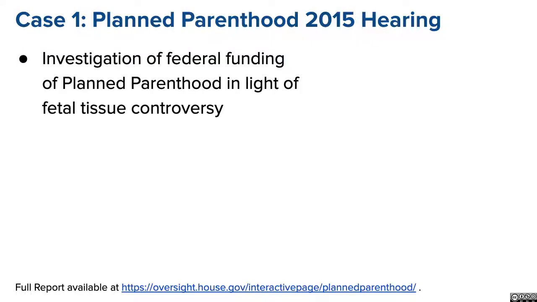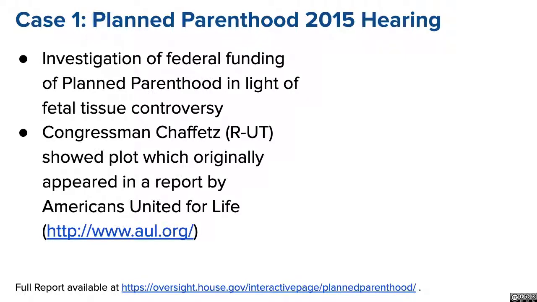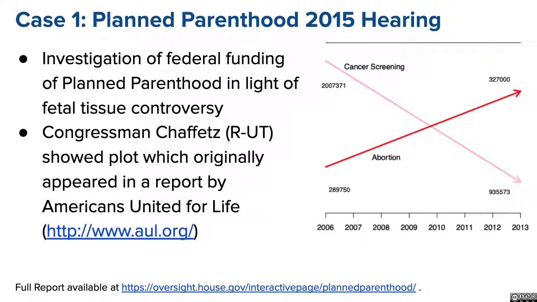So in 2015, there was a big controversy around Planned Parenthood, which is a government program. They were accused of selling fetal tissue to make a profit off of it. I believe those investigations didn't pan out. But one result of those investigations is that a lot of people in the government decided to take a hard, close look at this government program to try to figure out what was going on. So in 2015, Congressman Chaffetz showed the following plot.